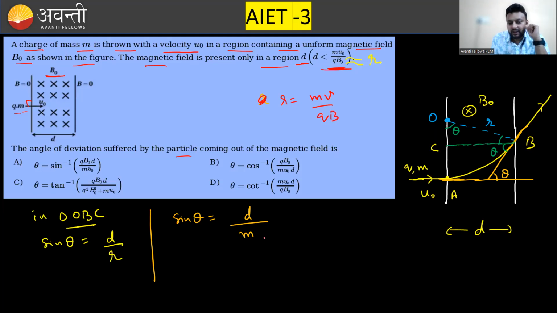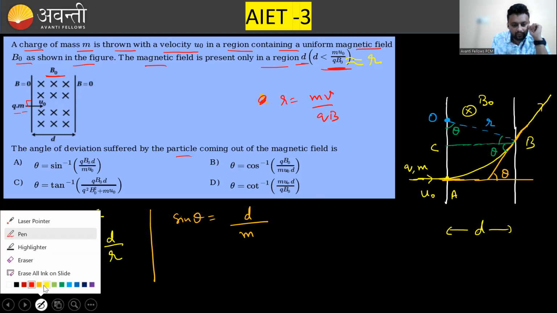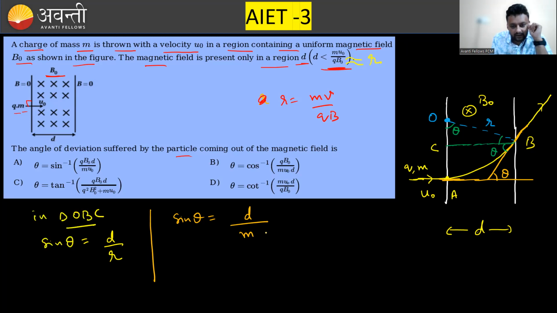This is the radius. Now m is given as mass. What is the velocity of the particle? V naught. The division portion will go to the numerator side. Q, and the magnetic field is B naught. So theta is equal to sine inverse of dqB naught by mv naught. That is option number A.